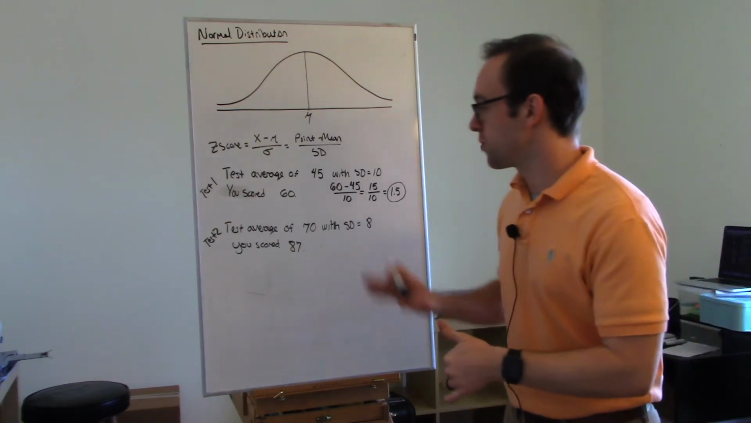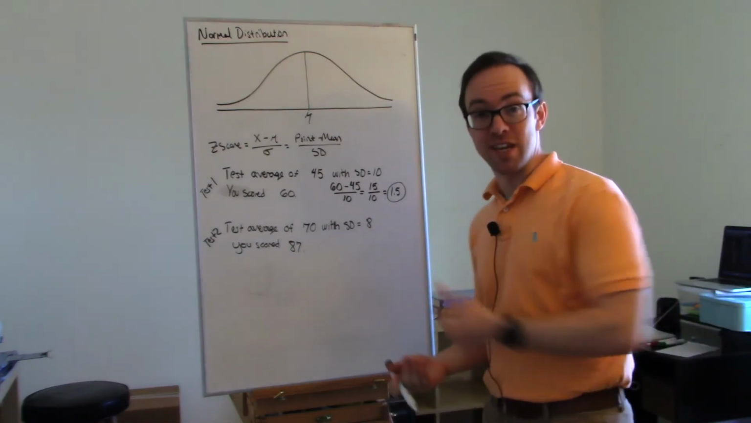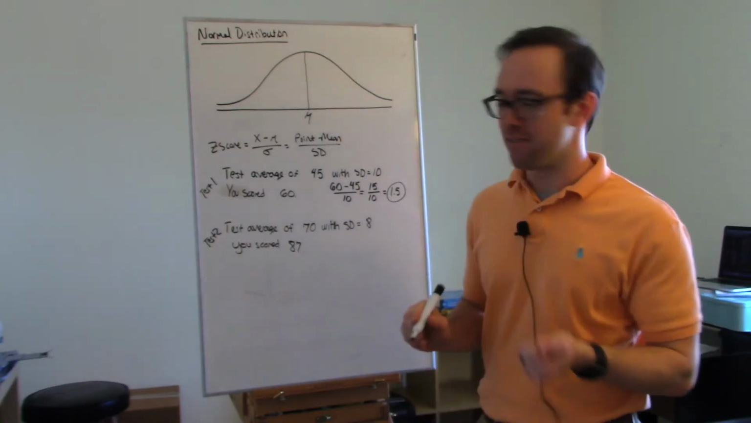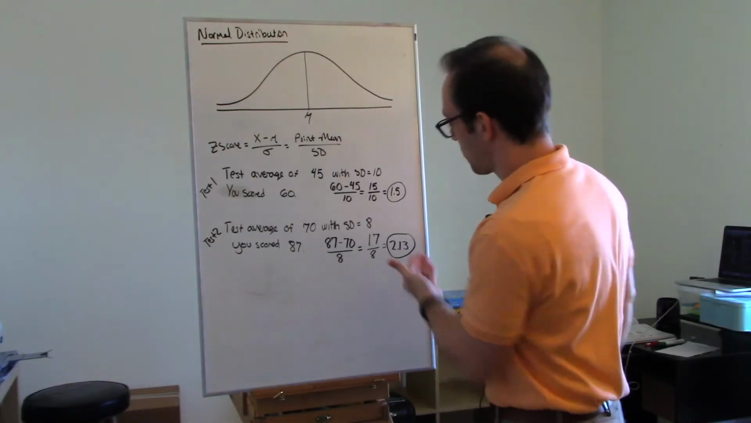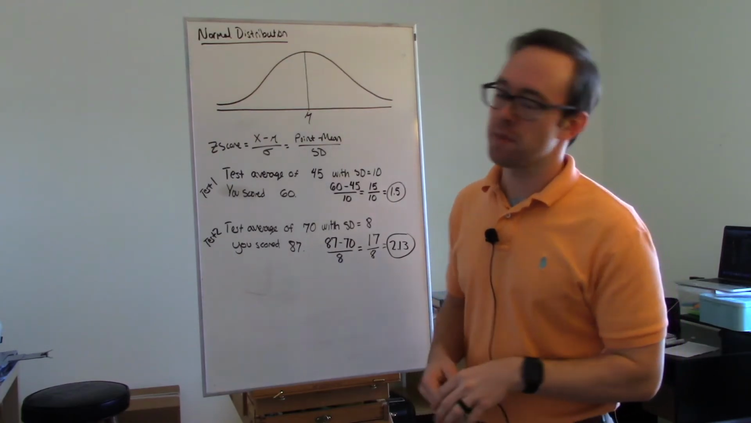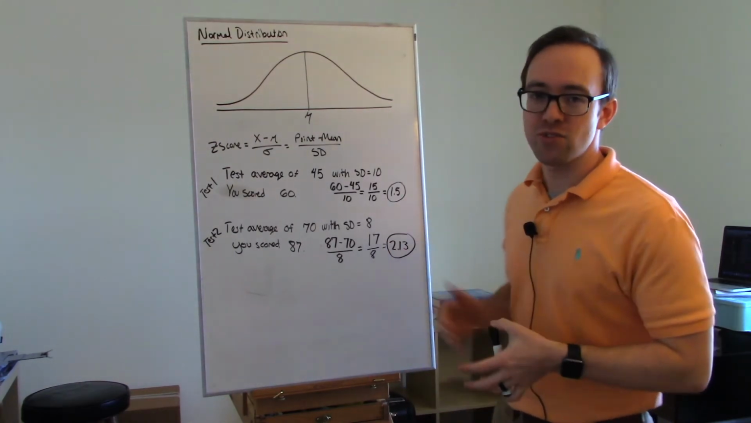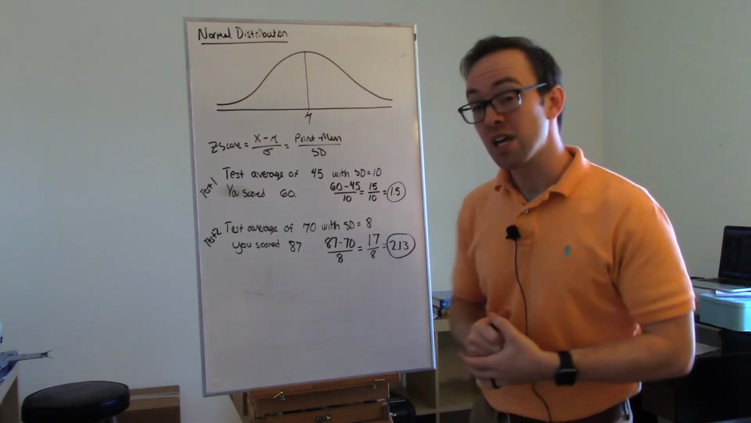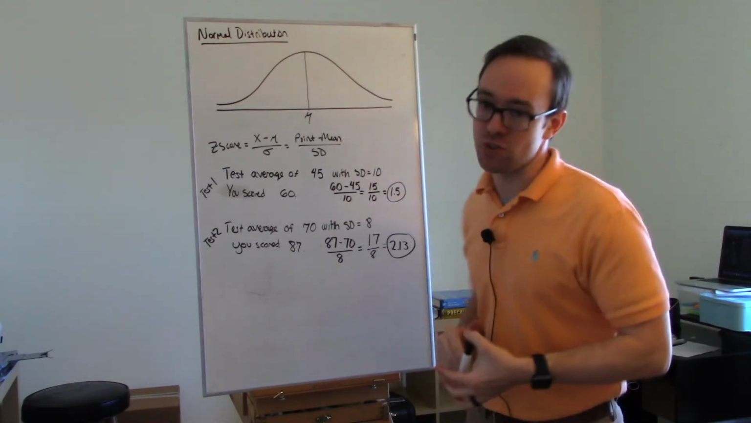Now let's look at test 2. The average or the mean is 70, standard deviation of 8, and the point we're using is 87. For the second test, 2.13 is your z-score. So because test 2 had a better z-score than test 1, you did relatively better on test 2 than you did on test 1.